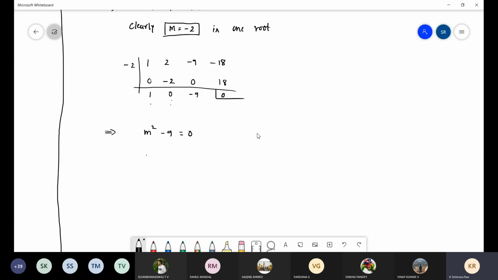m square is equal to what? m square is equal to plus 9. So m is equal to plus or minus 3, right? Yes, m is equal to plus or minus 3. That is 3 comma minus 3. Plus or minus 3 means 3 comma minus 3.